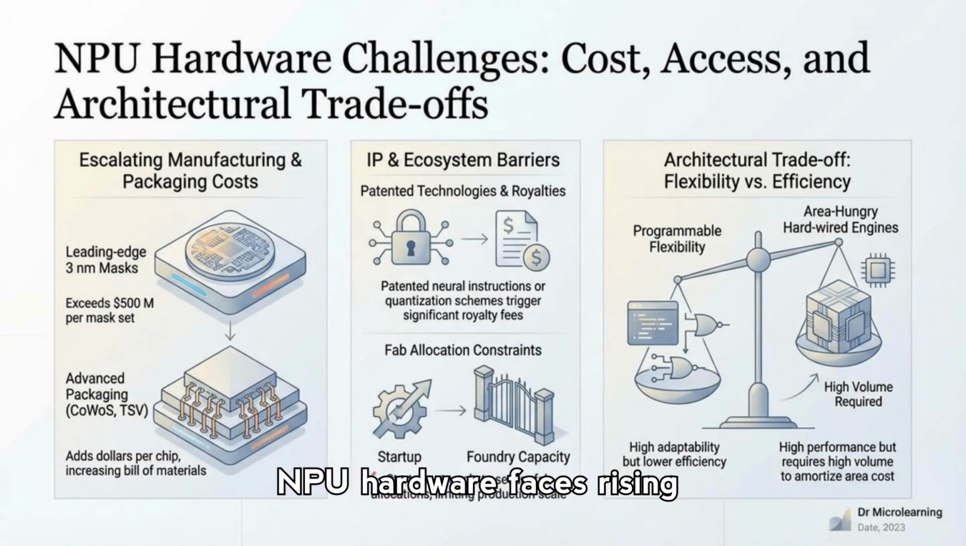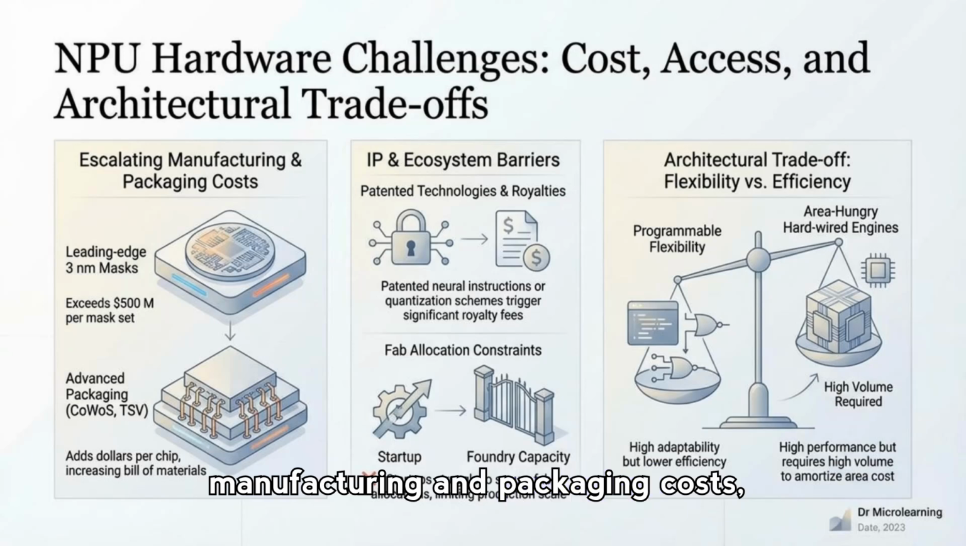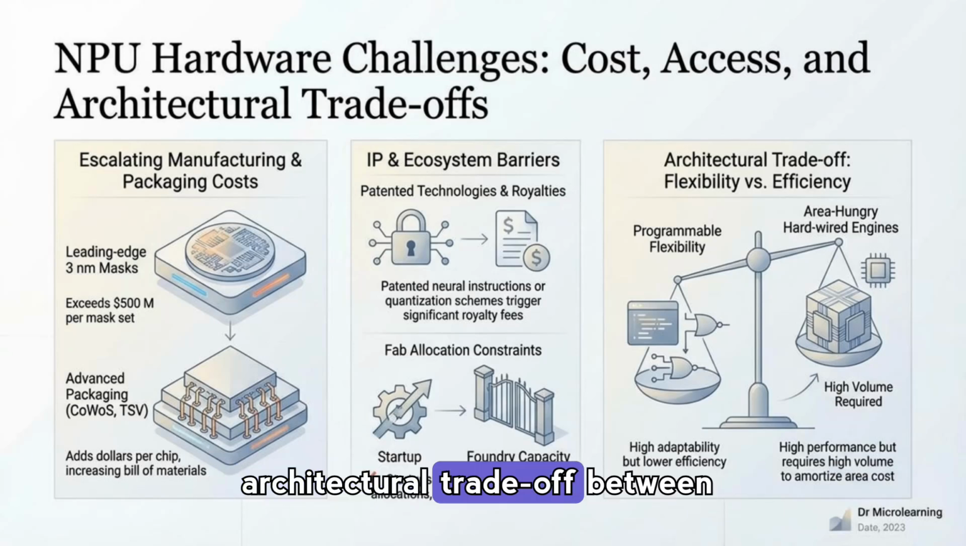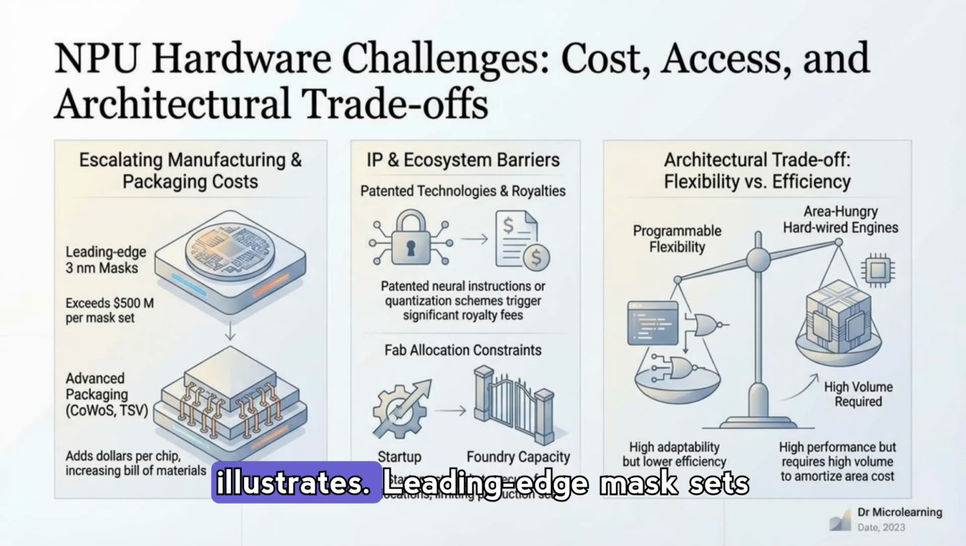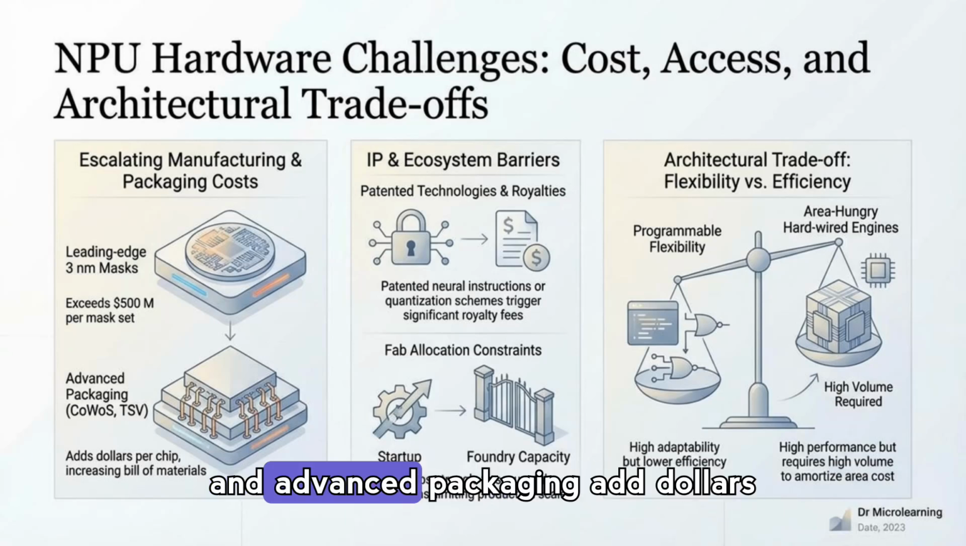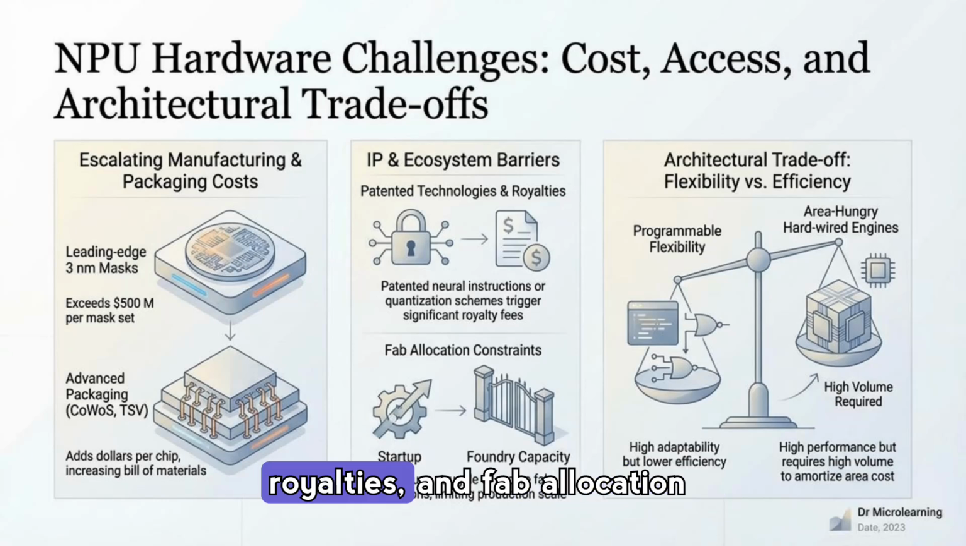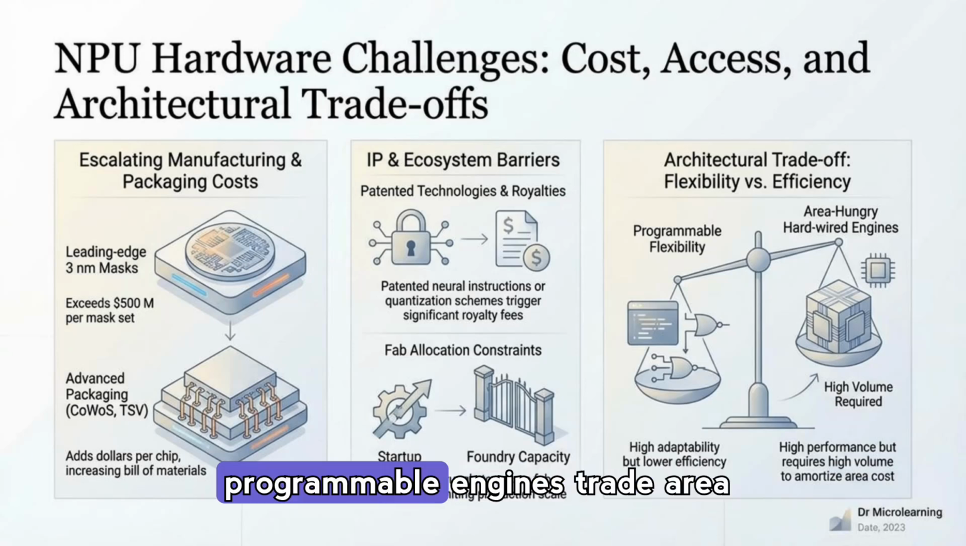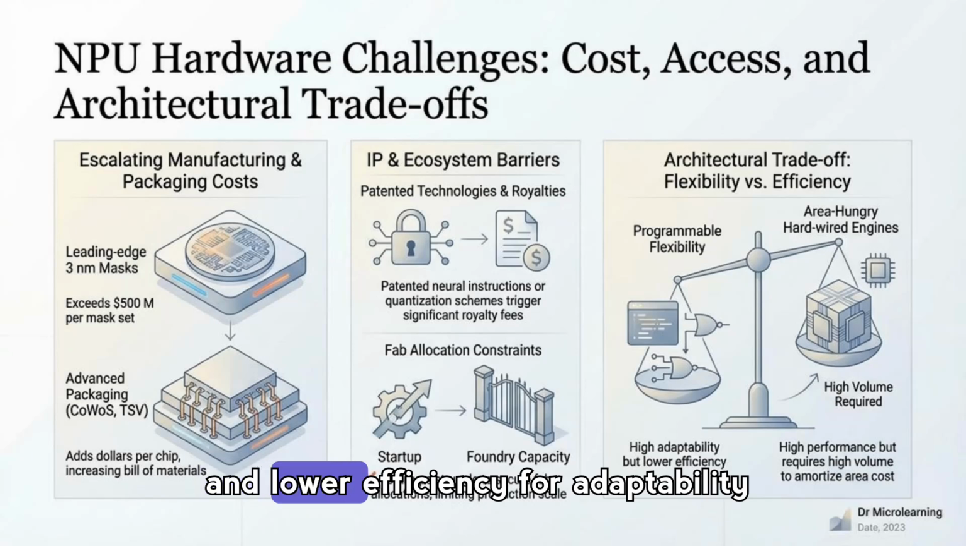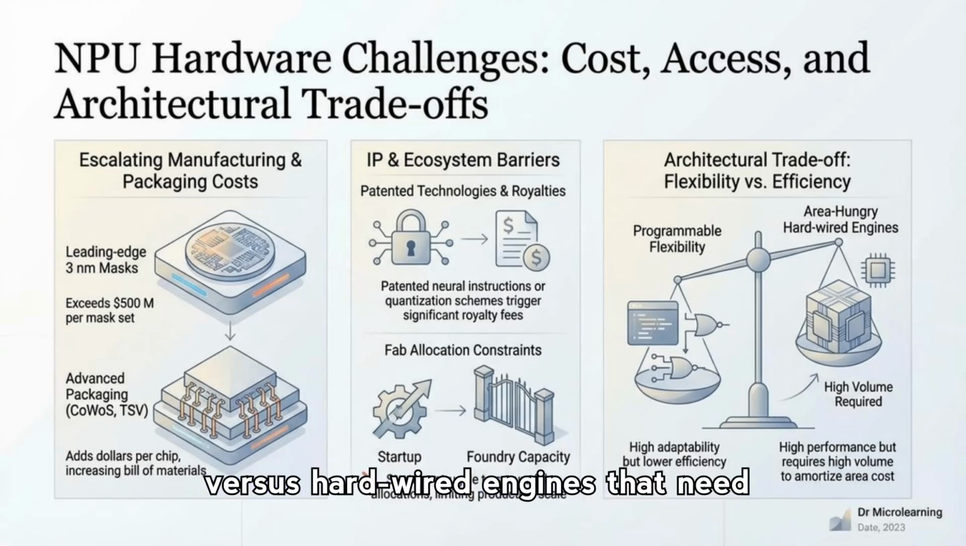NPU hardware faces rising manufacturing and packaging costs, IP and ecosystem barriers, and an architectural trade-off between flexibility and efficiency, as this slide illustrates. Leading-edge mask sets and advanced packaging add dollars per chip, patented IP can trigger royalties, and fab allocation constrains startups, while programmable engines trade area and lower efficiency for adaptability, versus hardwired engines that need high volume to be economical.